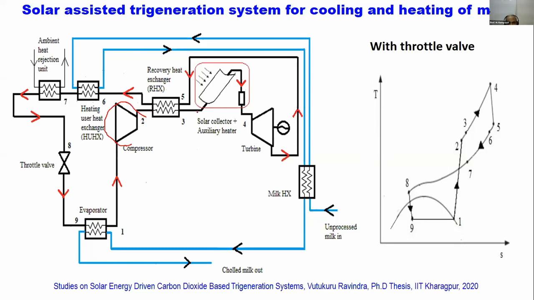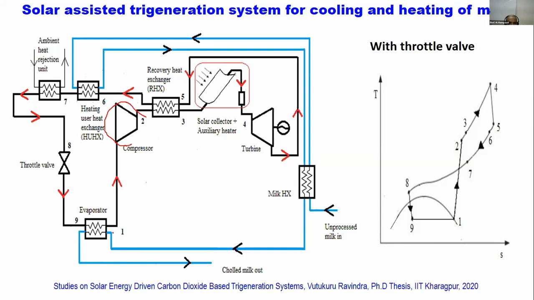Okay. So at condition 3, and at high pressure, it enters this concentrated solar collector where the carbon dioxide gets heated up to really high temperature, maybe 500 degrees or so. At this condition, it passes through the turbine and it produces power. And after that, at a pressure which is equal to the gas cooler pressure, it goes through the recovery heat exchanger where you are recovering some heat. Then it goes to the pasteurization heat exchanger where it is used for heating the milk. And then finally it goes to the gas cooler where the remaining heat is rejected to the surroundings, and from there it goes to the throttle valve.